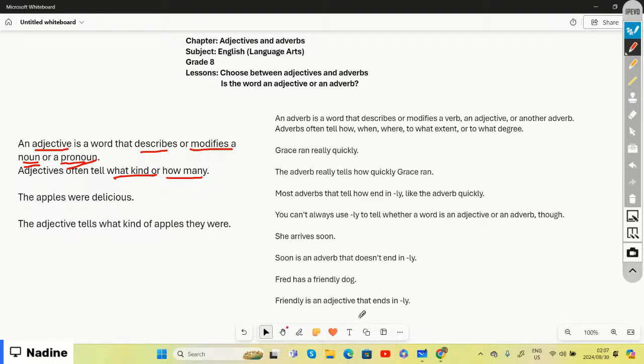All right, so adjectives. If we look at examples of an adjective, it says, the apples were delicious. So the apples were delicious, which means that it is either describing or modifying apples. So you need to ask yourself, what kind of apples were they? So we can say they were delicious apples. And that is why with adjectives, they often tell us either what kind or how many.